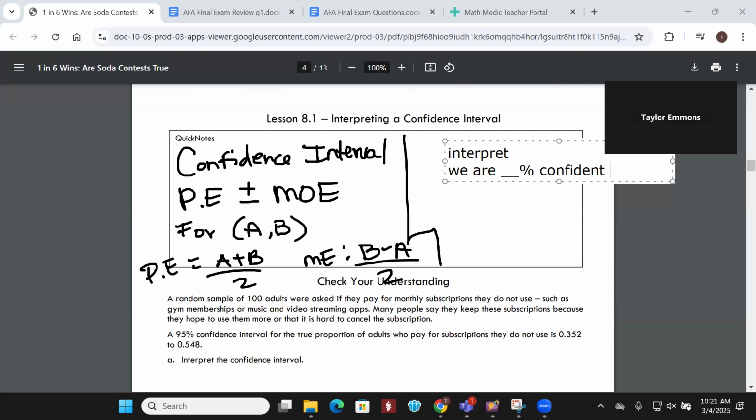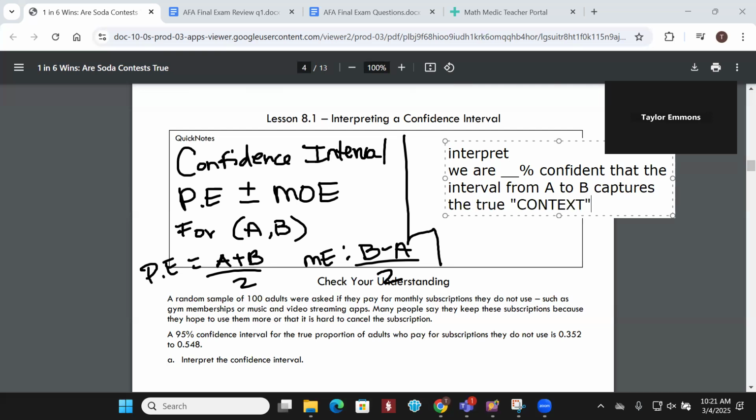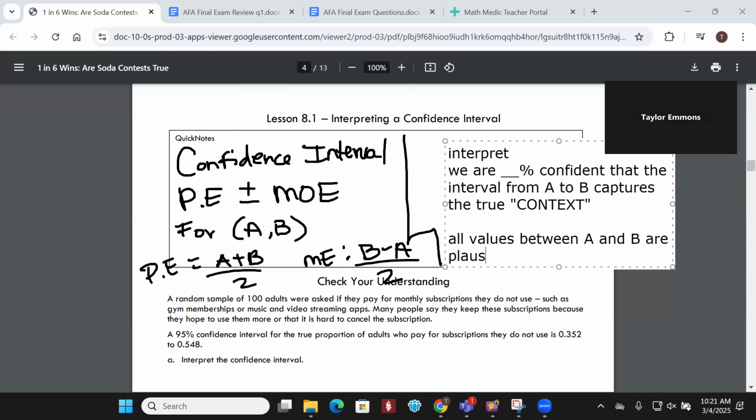We are blank percent confident that the interval from A to B captures the true, and you're going to put context. If you don't put context, it's wrong. And all values between A and B are plausible. Okay. If it's on the border, you can still say it's slightly plausible. If it's outside of that number, no, wrong.